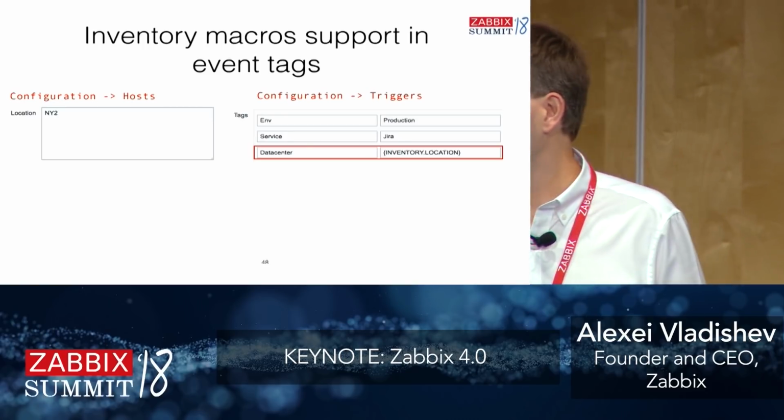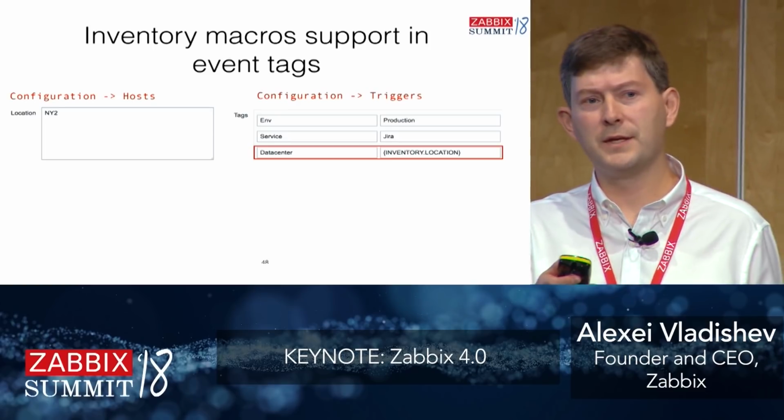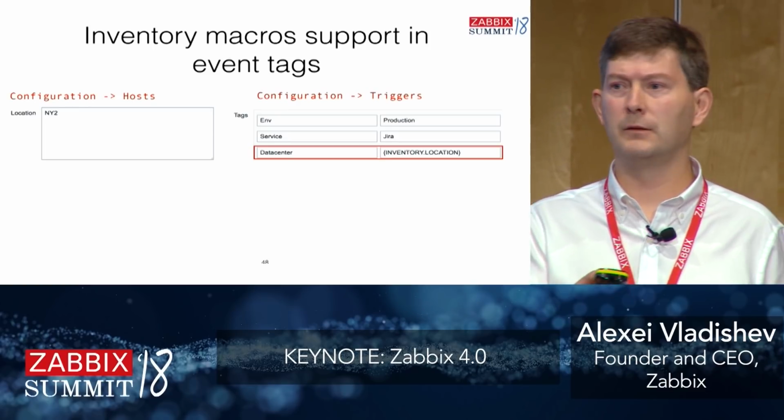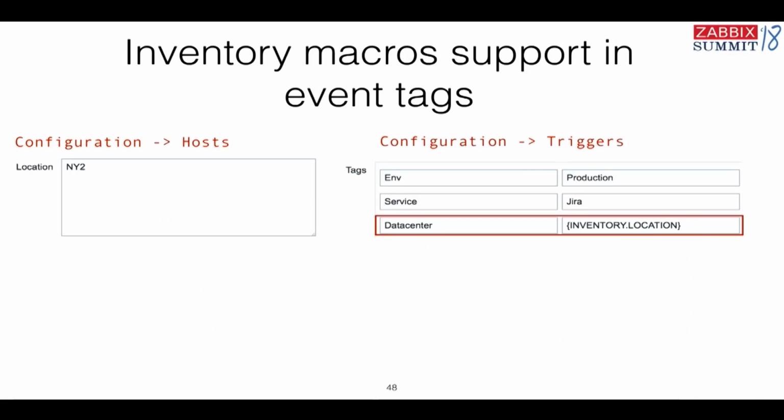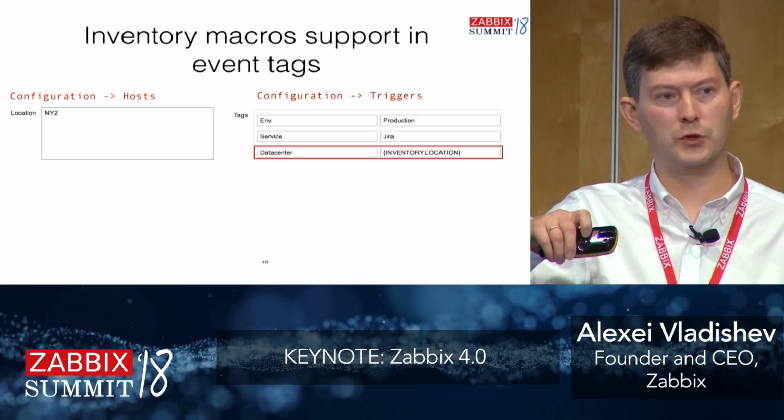And by the way, how many of you take advantage of tags, of problem tags? Yeah, maybe not so many, but this is a really, really powerful feature. Absolutely. So in the configuration of triggers, you may specify some tags. Like in my case, this is environment production. It's service Jira, and data center is basically a pointer to inventory information.